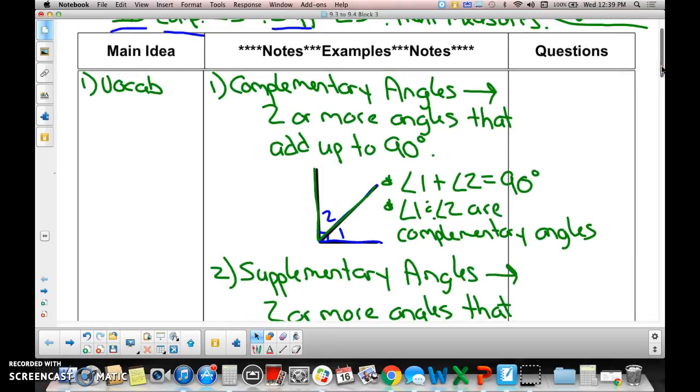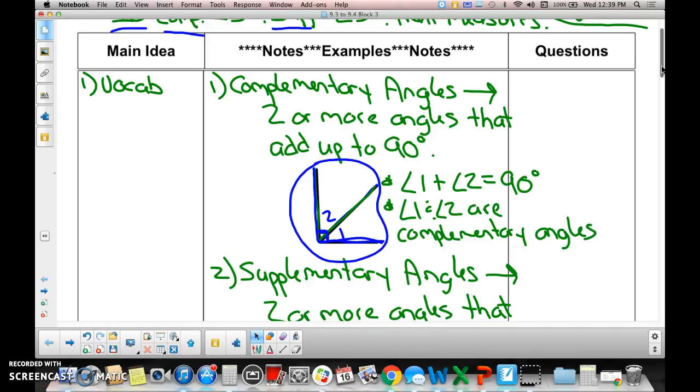Tell me what a complementary angle is, Caitlin. Or tell me what complementary angles are. Two or more angles that add up to 90 degrees. And here we have an example of two angles that together equal 90 degrees, because we know that the big angle, the one that you see me outlining right now, is 90 degrees because of my right angle marker.